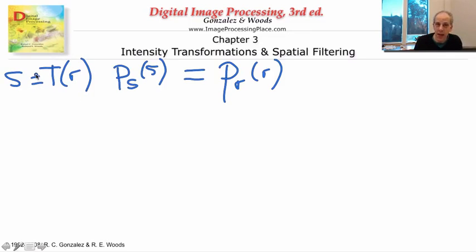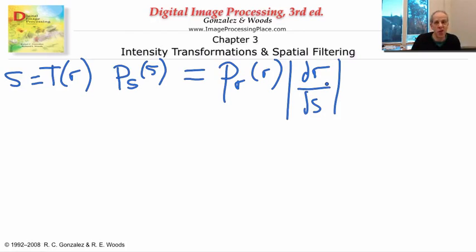So it turns out this is a basic result of probability, that if we have such a map, then the relationship between these two distributions is as follows. This is the relationship. So the new probability distribution is the old probability distribution times the absolute value of this derivative. That's a well-known result from probability distributions, and it's all you need to understand the rest of the derivation.